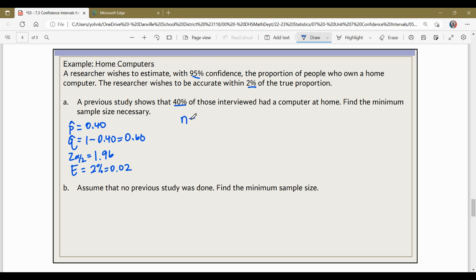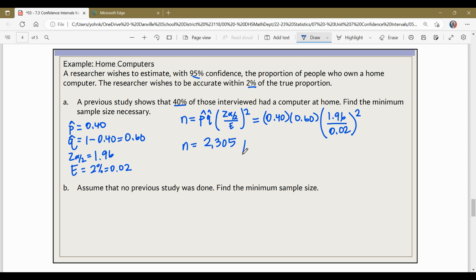Now I can find my minimum sample size, n equals, I'm taking p hat and q hat, and then I'm taking z alpha over 2, dividing it by the error and squaring. So here I'm going to get 0.40 times 0.60 times (1.96 divided by 0.02) squared. If I do all this and round appropriately, I get 2,305 people.